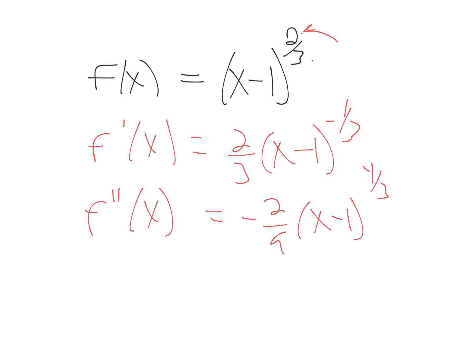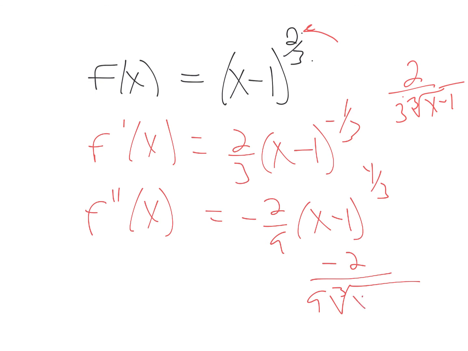Now, this I'm going to rewrite as 2/3 over the cube root of x minus 1. This one I'm going to write as negative 2/9 over the cube root of x minus 1 to the 4th. In both these situations, the derivative is not defined. The first derivative is not defined at x equals 1. And there's no zeros, right? There's no zeros here. That's never equal to 0, and that's never equal to 0.